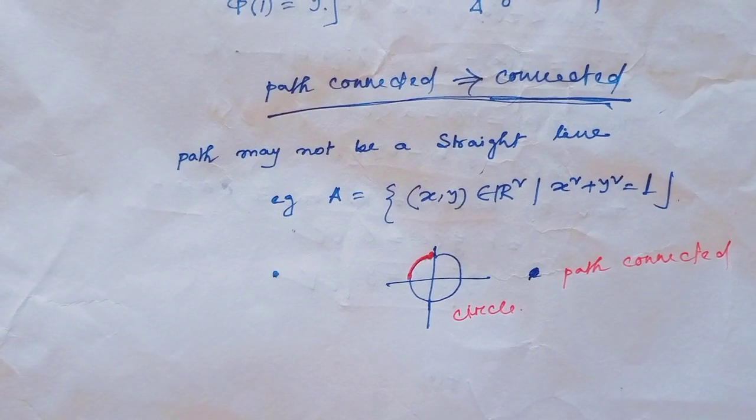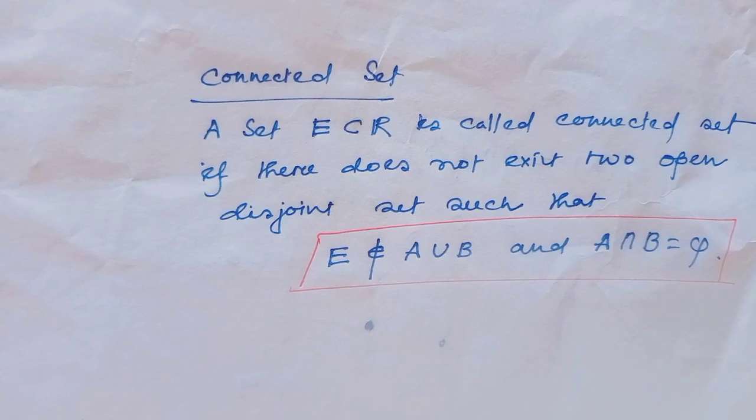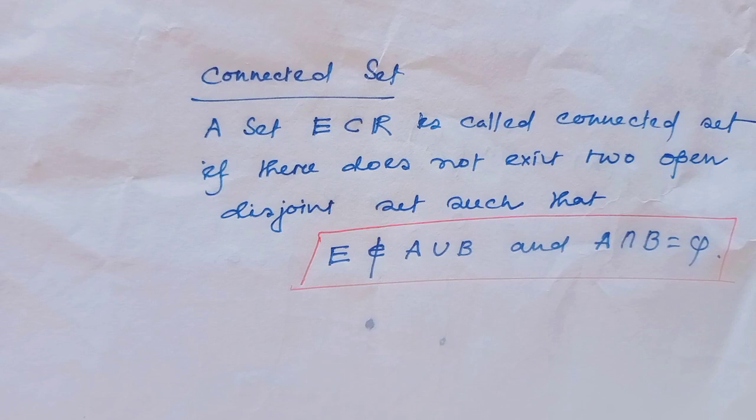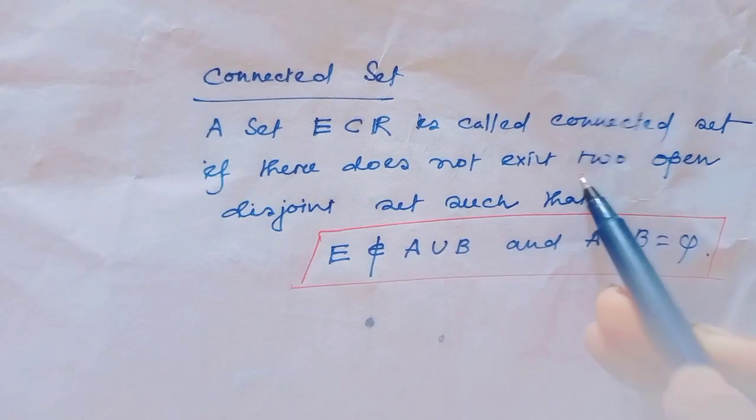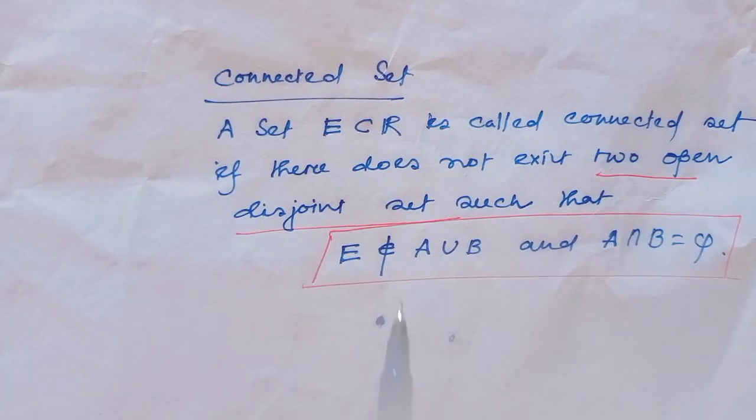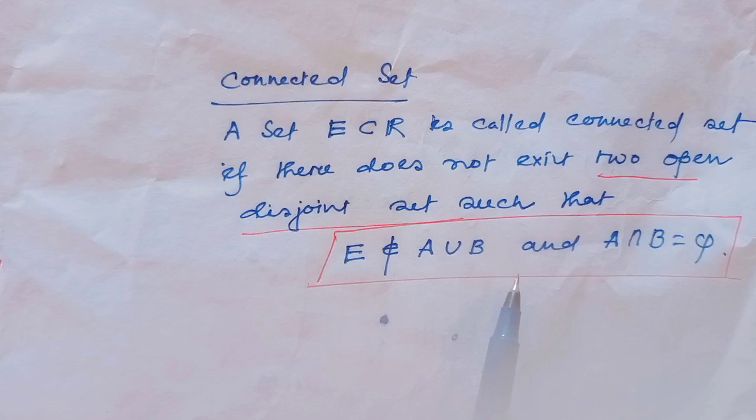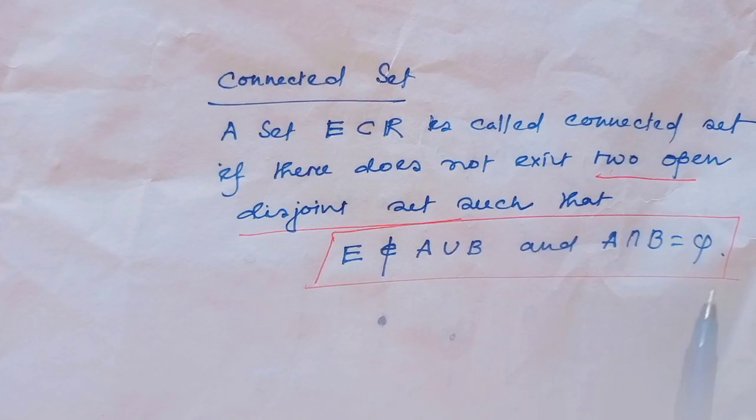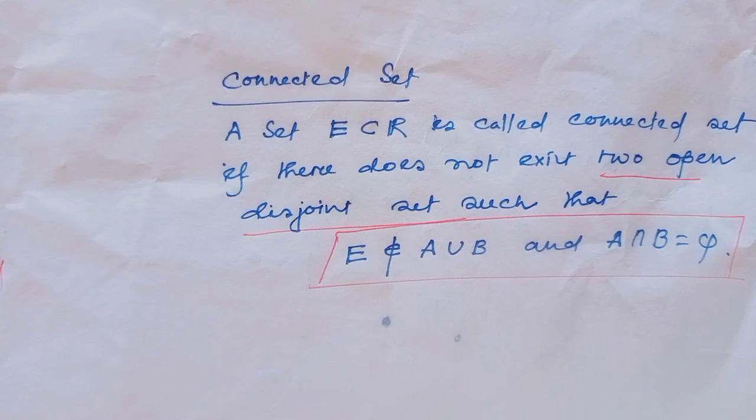Okay? The actual definition of a connected set is: a set E, a subset of R, is called a connected set if there do not exist two open disjoint sets A and B such that E is contained in A union B and A intersection B equals phi. This is the definition of a connected set.